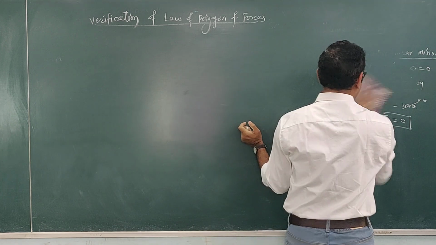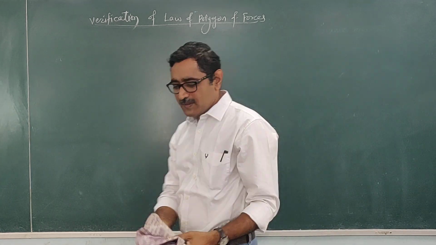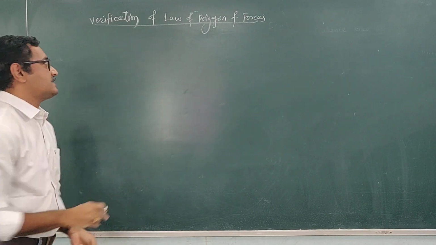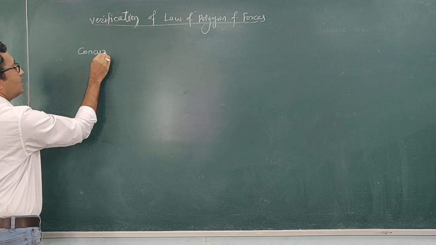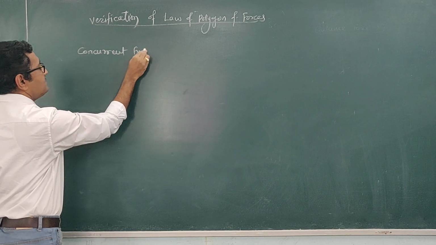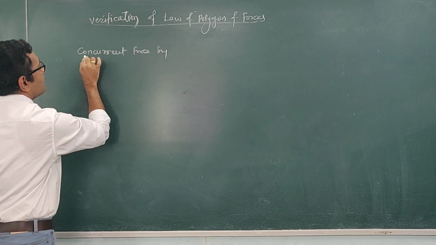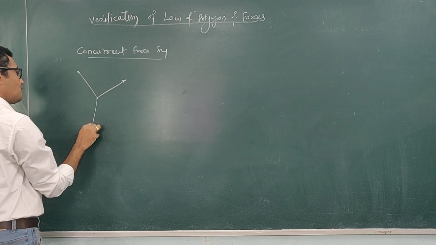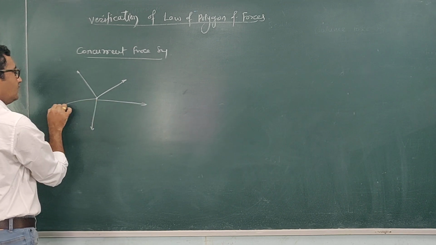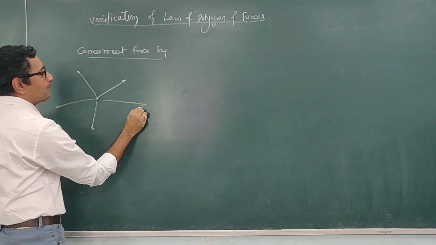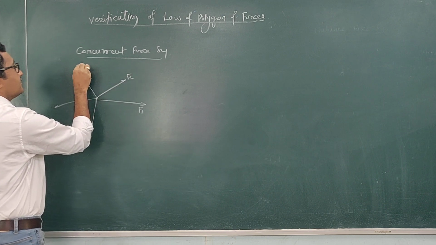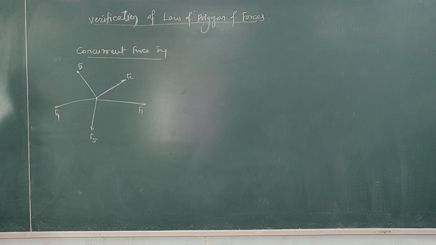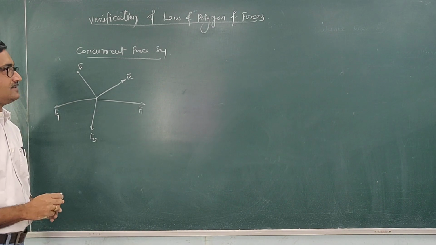In the law of polygonal forces, what we are doing in our laboratory is creating one concurrent force system. A concurrent force system means that the lines of action of all forces are acting at one point. In our laboratory, we are going to produce such a force system, which consists of 5 forces.